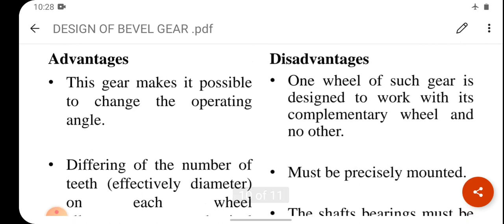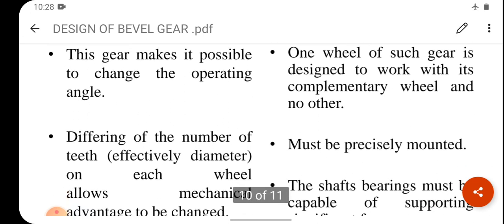Disadvantage: one wheel of such a gear is designed to work with its complementary wheel and no other. The one for which it is designed, another one will be its complement. So one wheel of such a gear is designed to work with its complementary wheel and no other. No other wheels are used. Must be precisely mounted. Both the gear teeth and both bevel gears must be precisely mounted.